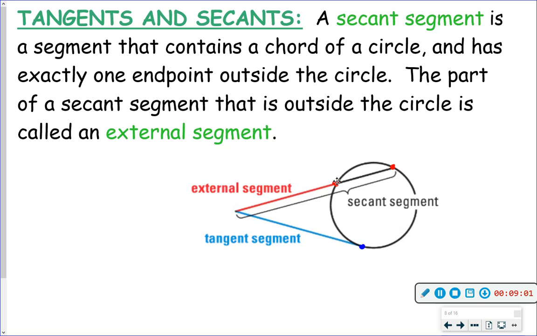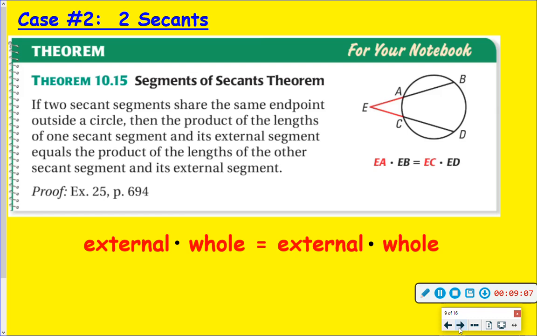Anytime you have a secant, even if it's mixed up with a tangent, who cares? Anytime you have a secant, it's always the outside piece times the whole length of the secant. So this is what you have to fill in on the blank at the very bottom there. Now, if you don't like the word external, that's the outside piece, if that makes more sense to you.